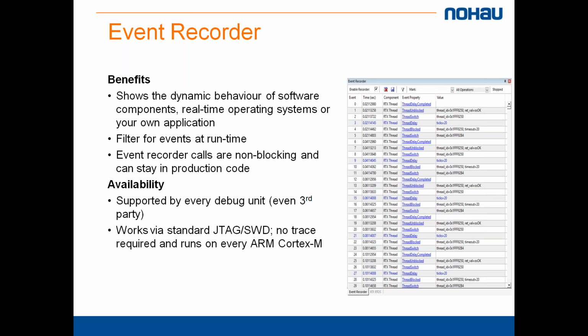What's also worth mentioning is that the event recorder calls are non-blocking. This means that they can stay in production code, and if you find some nasty bugs after releasing your component, you can quite easily turn the messages on via the debugger. This is also available for every debug unit, and it works via the JTAG or the serial wire debug. No trace is required for this, and it works on every ARM Cortex-M core.